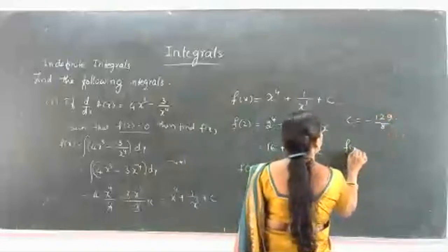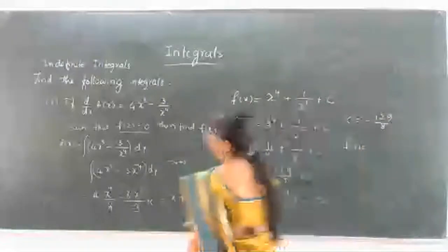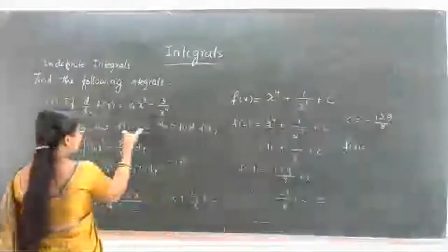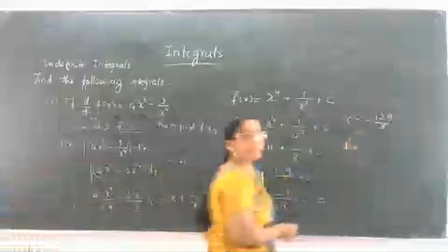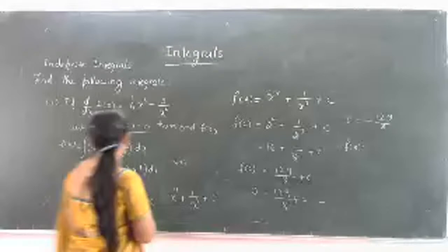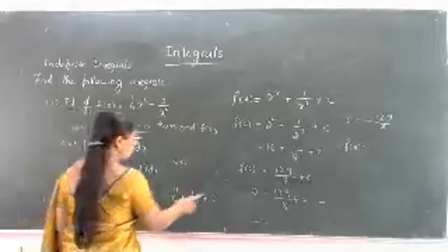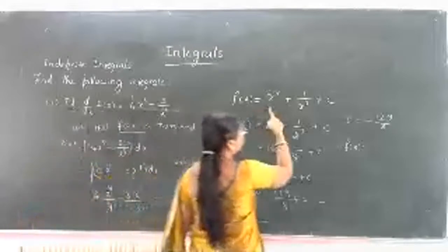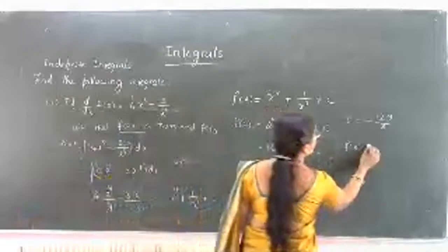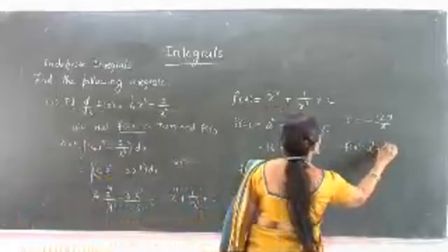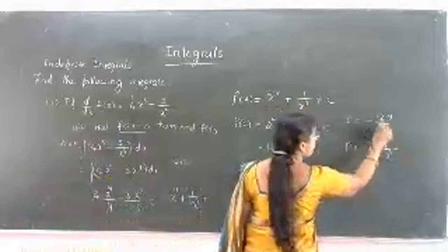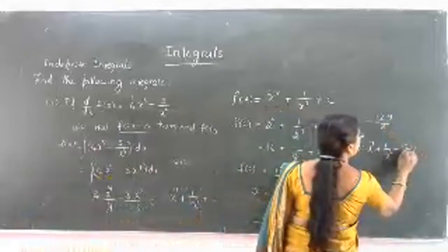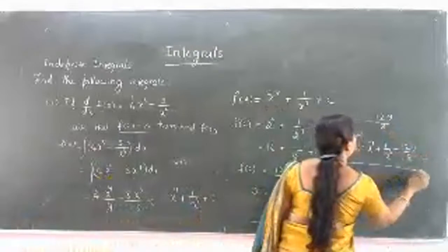Therefore, when f of 2 is equal to 0, the constant value c is minus 129 divided by 8. So f of x is equal to x to the power 4 plus 1 by x to the power 3 minus 129 divided by 8 is the answer.